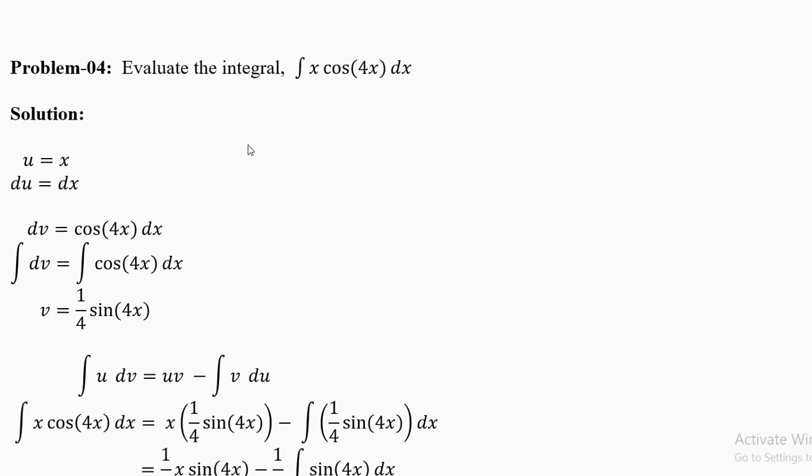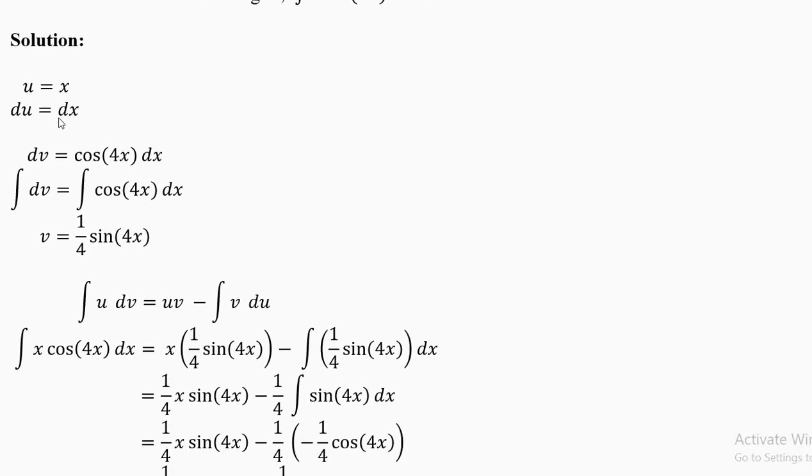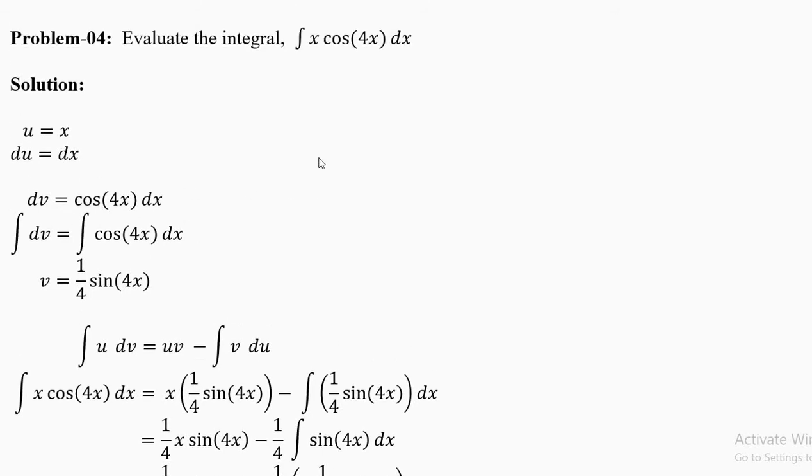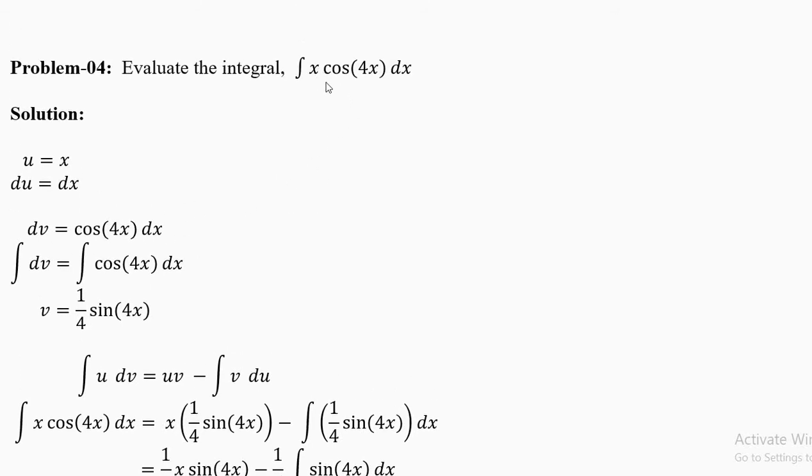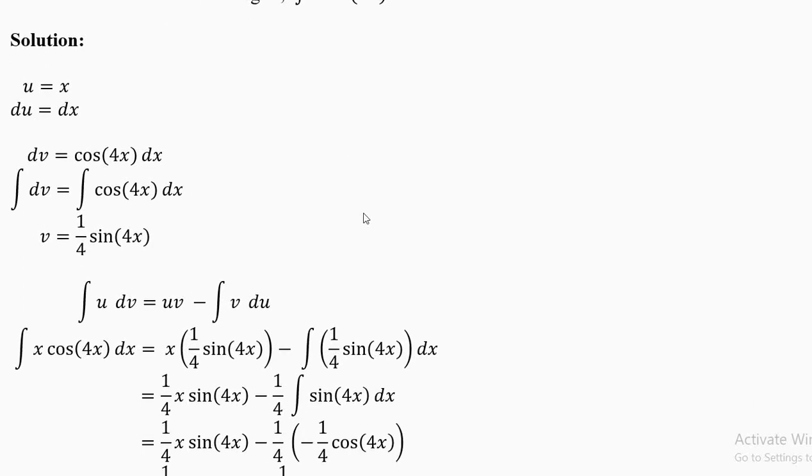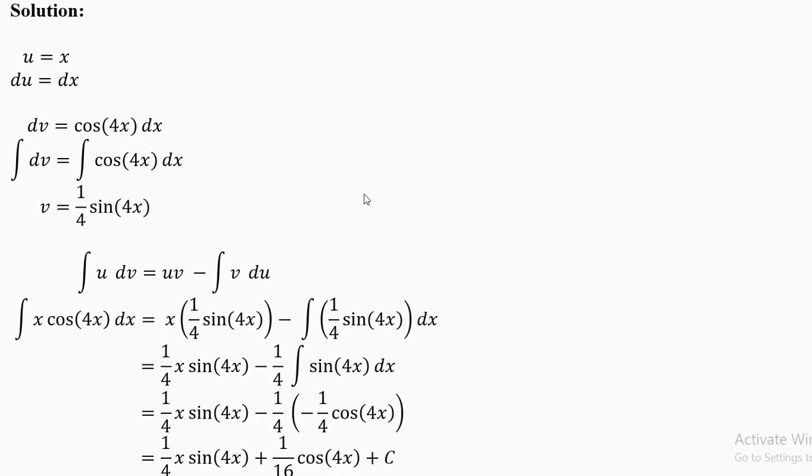Now we have another very similar question. Evaluate the integral x cos 4x dx. Now u equal to x, du equal to dx, dv equal to cos 4x dx. We have to copy everything from here, one part in u and the remaining part in dv. I will not repeat so much in the next classes, next examples.